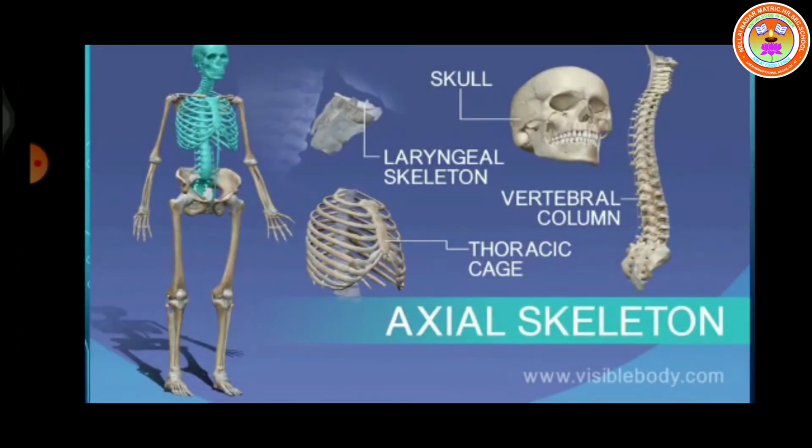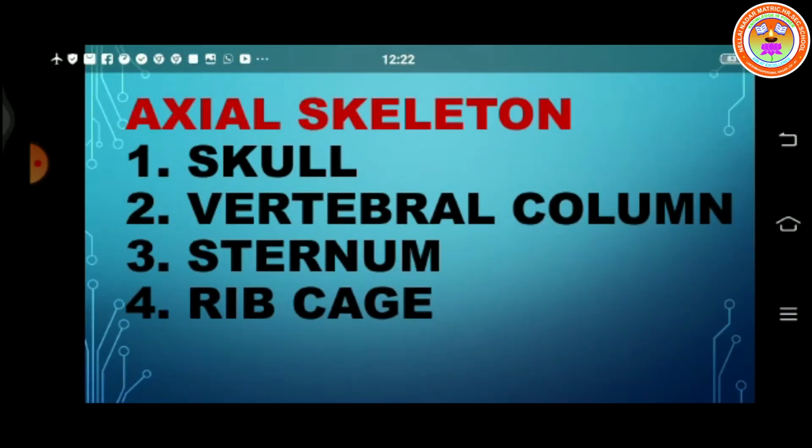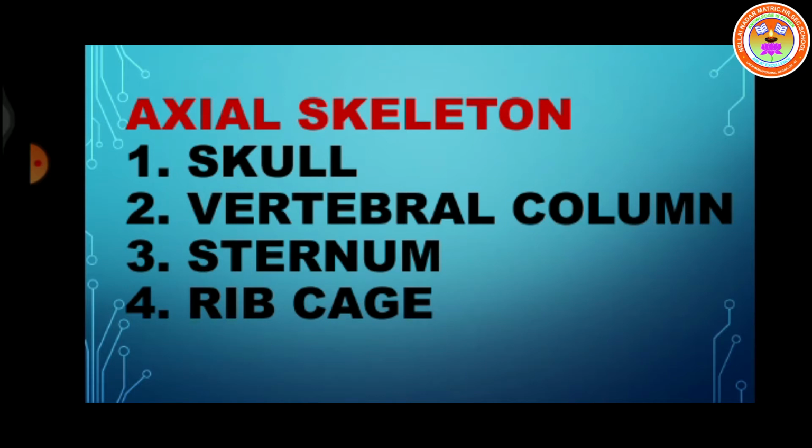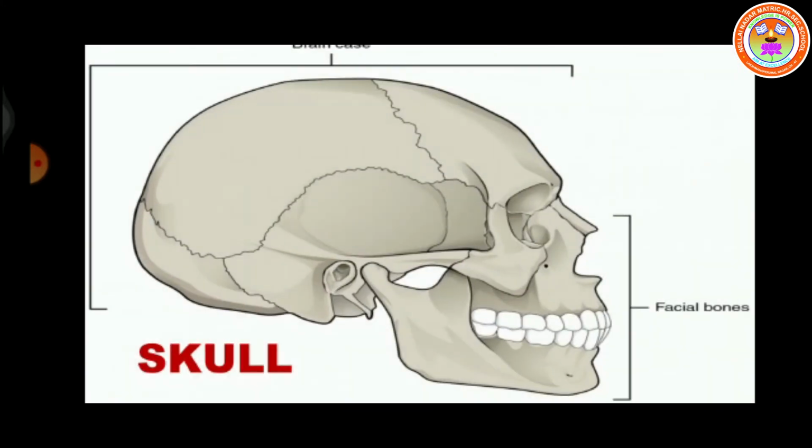The axial skeleton consists of the bones along the axis. Axis means the central line of the human body. The axial skeleton consists of the skull, vertebral column, ribs, and sternum. You got it? What are the various components? Skull, vertebral column, ribs and sternum together are called the axial skeleton. Now let us see first about the skull.